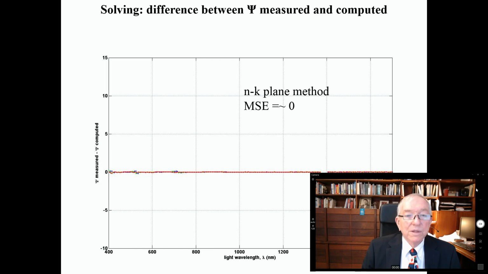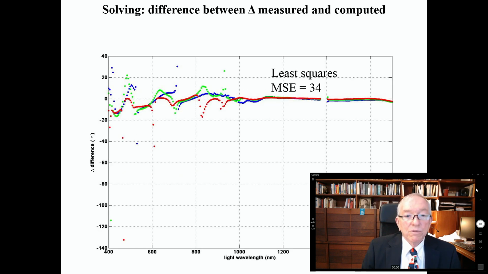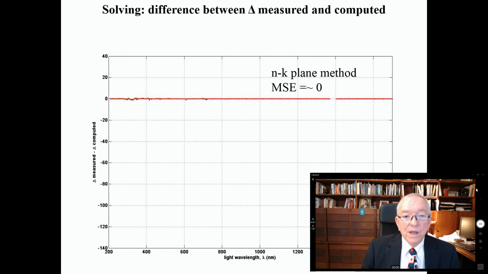So this is not anything peculiar to look at. Let's take a look at delta, same thing. I won't belabor it. The differences are huge when you're using the least squares approach to solving this problem. If we use the NK method and look for intersections in the NK plane, we find again a vanishing mean square error. Not really, but very, very small. And if you make a graph on the same axes, you can barely see the difference between the measured and the computed. So clearly it's superior.